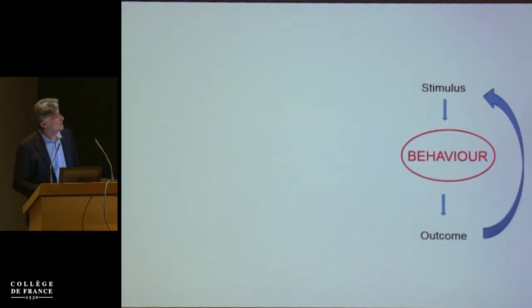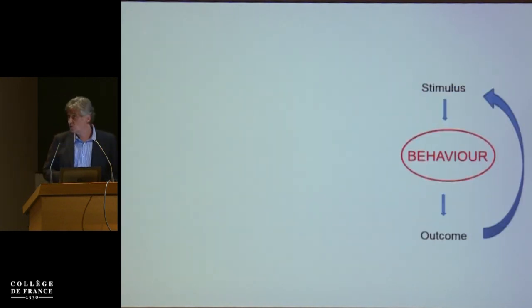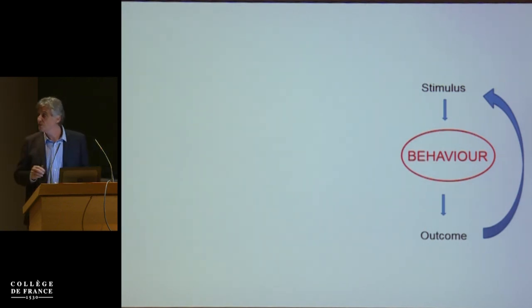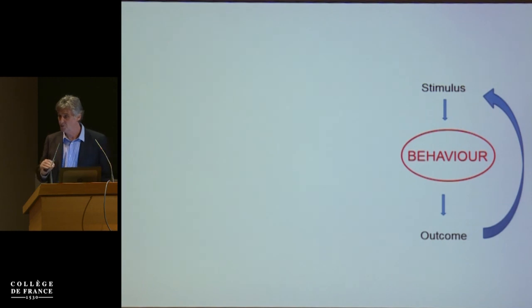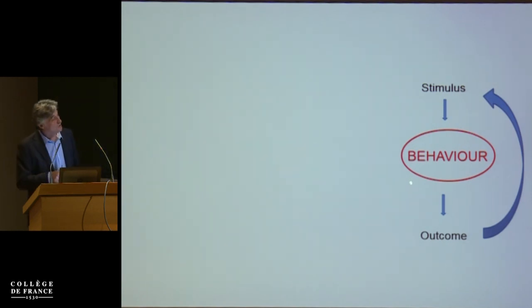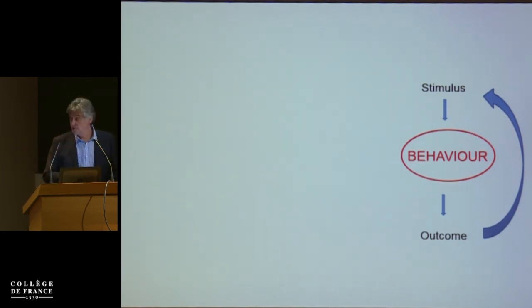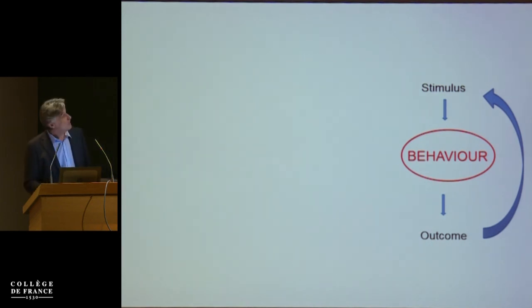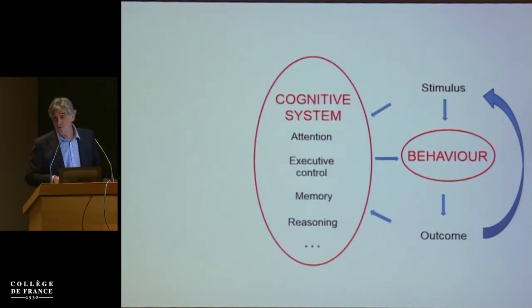So obviously, the behavior is in part controlled by the outcome. If in my lab I turn the dispenser off, the animal will stop working, obviously. So the behavior is in part controlled by the outcome of the behavior. But the behavior is as well controlled by the cognitive system, and now we know a lot on many aspects of the animal's cognitive system, in that case, on baboons.